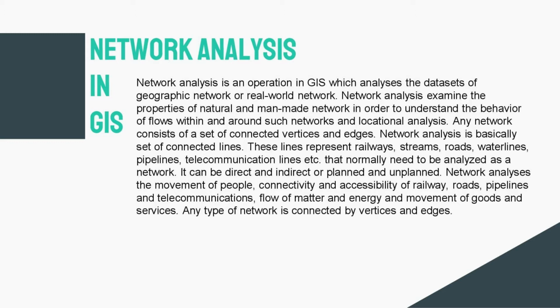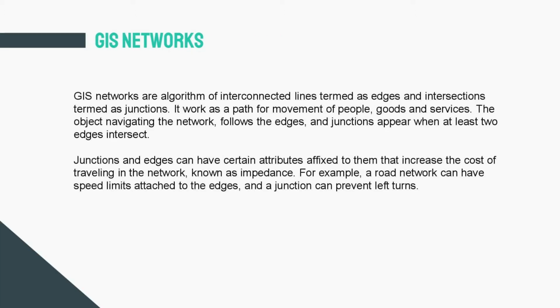Network analysis studies the movement of people, connectivity and accessibility of railways, roads, pipelines and telecommunications, etc. Any type of network is connected by vertices and edges. GIS networks are algorithms of interconnected lines termed as edges and intersections termed as junctions or nodes. It works as a path for movement of people, goods and services. The object navigating the network follows the edges, and junctions appear when at least two edges intersect.